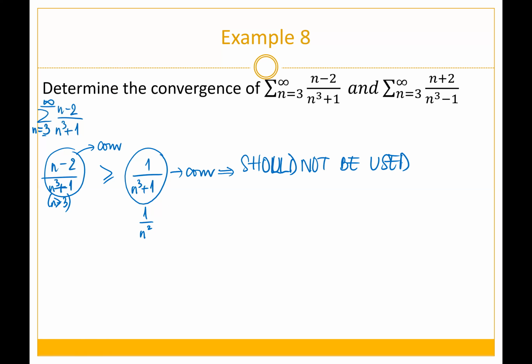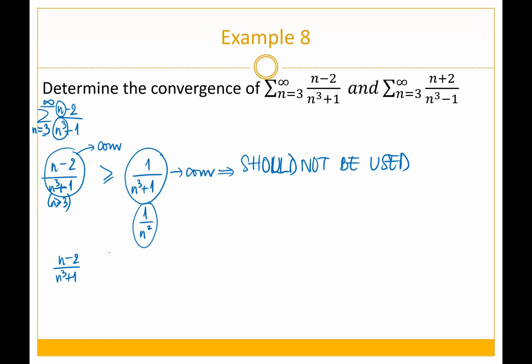Now I'm going to show you the starting point that we should be looking at for these things. Usually when you have a fraction, and I think you guys have done this a few times, you look at the highest power in the numerator and the highest power in the denominator. You have n here and n cubed. So if you take the ratio of that, it's going to give you 1 over n squared. You can use the limit comparison test here with 1 over n squared.